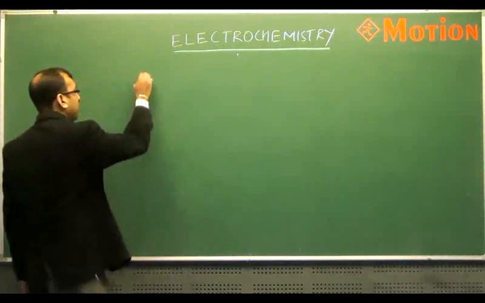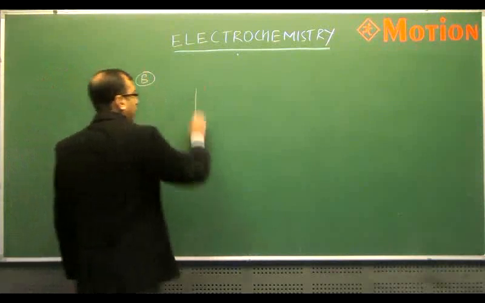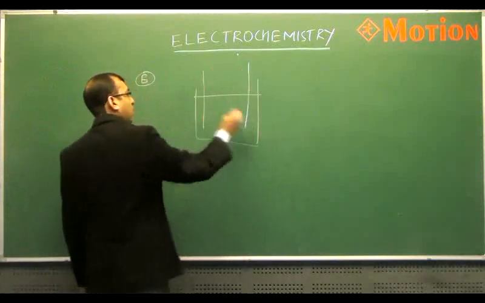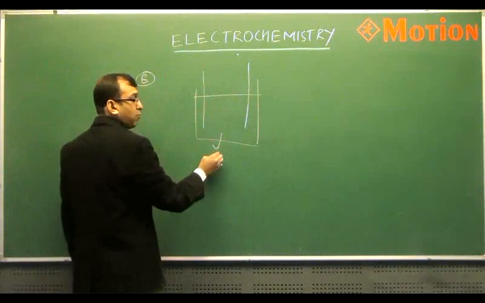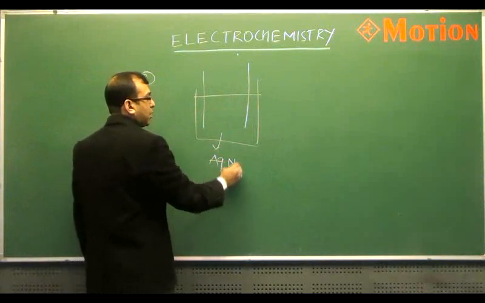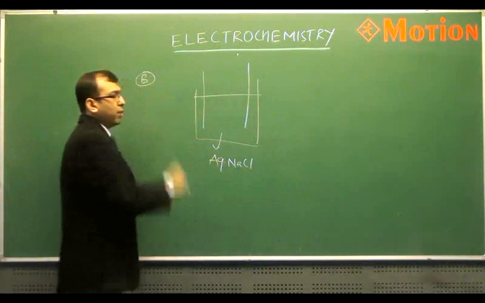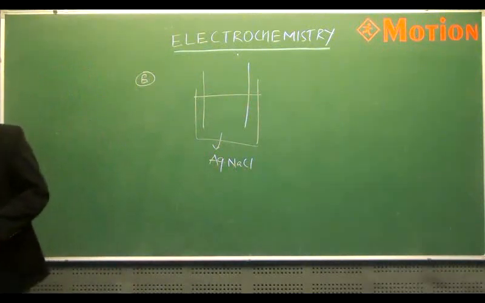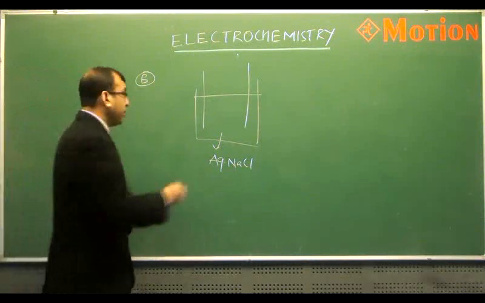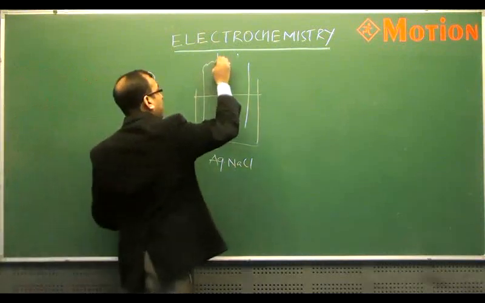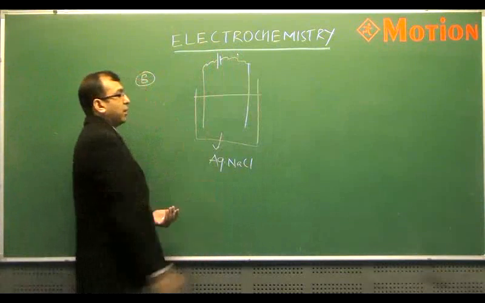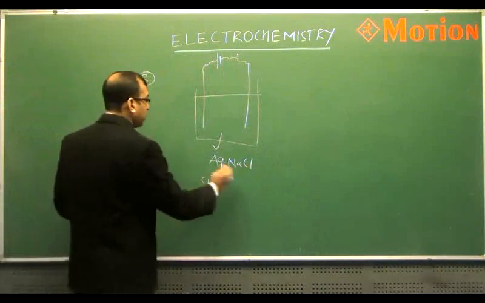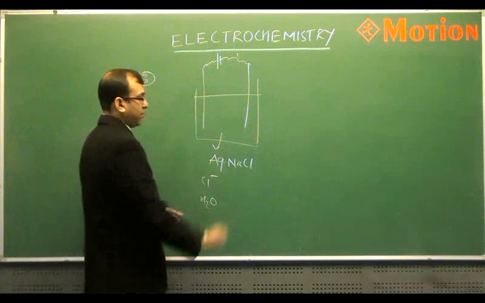Now I am discussing case B. I have taken aqueous NaCl. This is not molten NaCl. This is aqueous NaCl. Now we are going to perform the electrolysis. What will happen right now? Tell me. Now there are two main candidates for the oxidation. One of course is Cl minus, another is water.